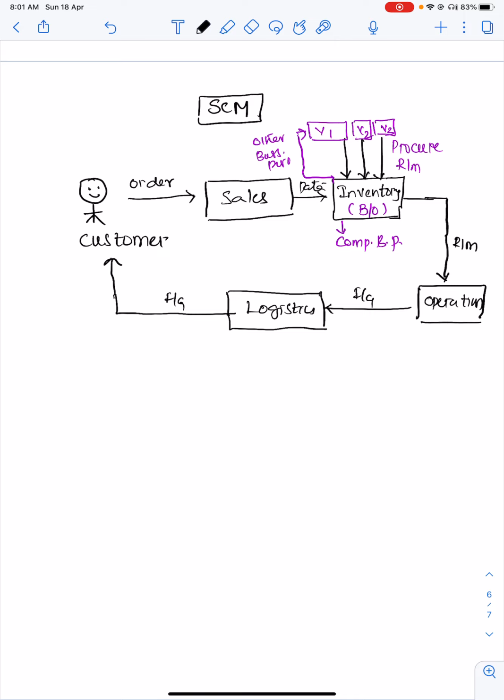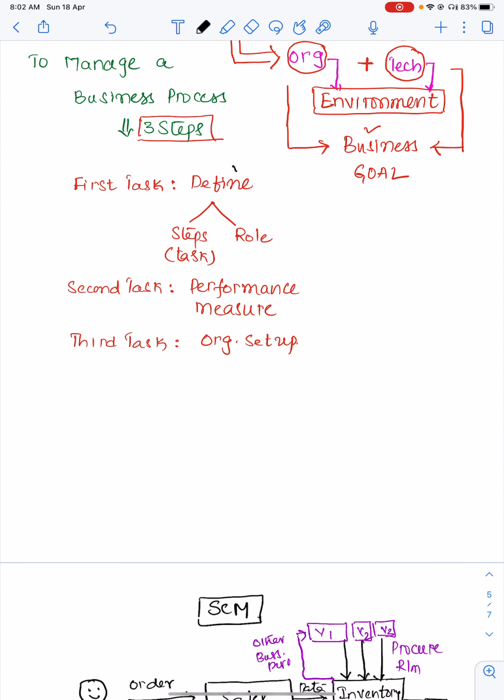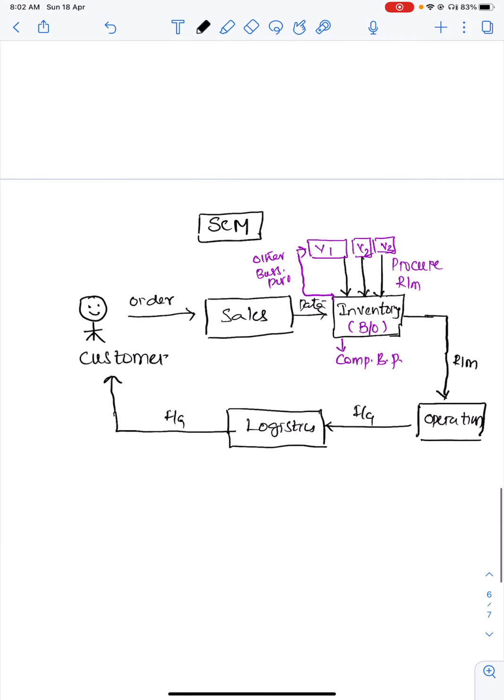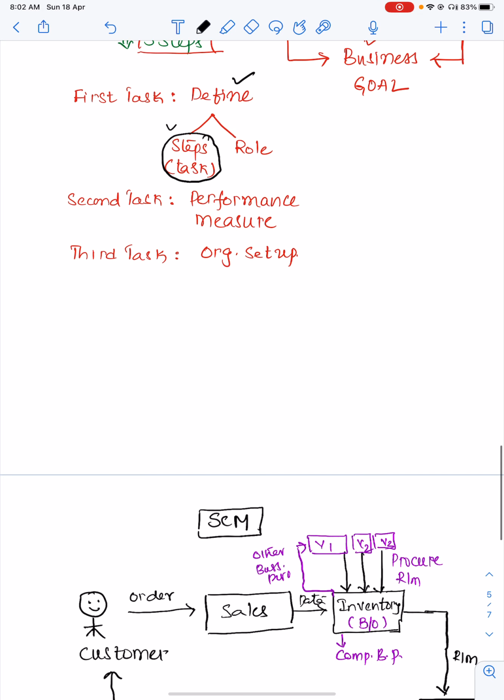So this is called defining a business process. What is the first step? The first step is define. In definition, we need to define certain steps. Have we defined them? Yes: the customer gives an order, the sales department takes the order, the data is sent to inventory, raw material is procured and sent to operations, operations sends finished goods to logistics, logistics prepares transportation and delivers the product to the end customer. So I defined certain steps, or certain tasks. That is the first one. Now what is the second thing I have to do?